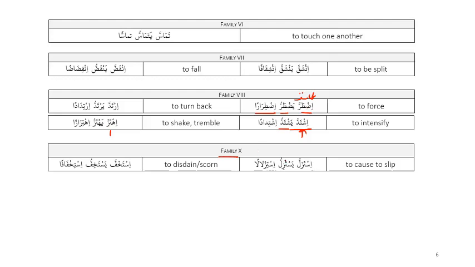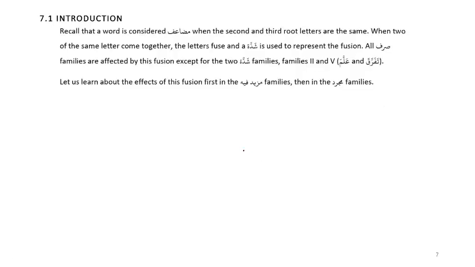And then family 10, this is istansara, yastansiru, istinsaran, or istaghfara, yastaghfiru, istighfaran. So here we have istazalla, yastazillu, istizlalan. All right, so just some additional vocabulary that I'd like you to learn. Now let's move towards a discussion on mudaaf.